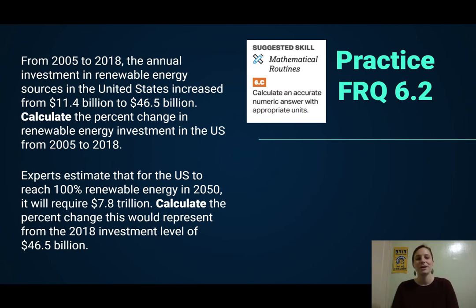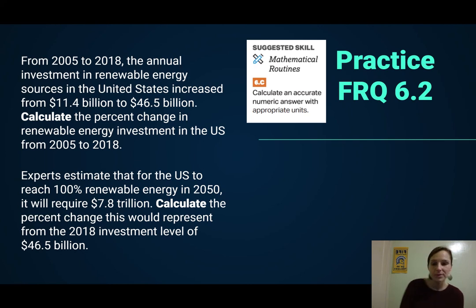So here's going to be your practice FRQ for 6.2. And this is going to be a skill where you are going to do some practice with calculating a numeric answer. So you're going to be doing a little bit of math here. There's going to be a couple practice problems that I want you to do. The first one is from 2005 to 2018, the annual investment in renewable energy sources in the United States increased from 11.4 billion to 46.5 billion. Calculate the percent change in renewable energy investments in the United States from 2005 to 2018.